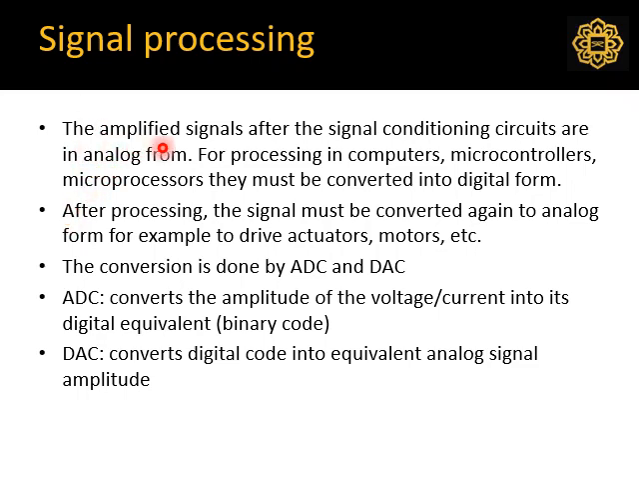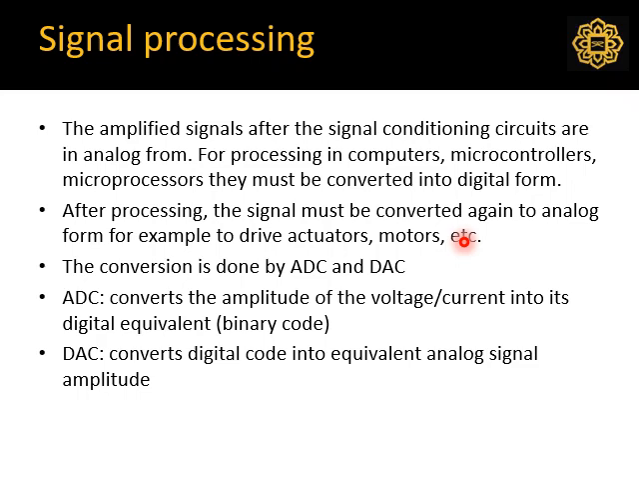Once you have amplified the signals after signal conditioning circuits from an analog form, for processing it in computers and microcontrollers or microprocessors, they must be converted into digital form. After processing, the signal must be converted again into analog form, for example, to drive actuators and motors. So you have analog signal from the sensors, you convert it into digital form, and once you do all the signal processing, you have to convert it back to the analog form.